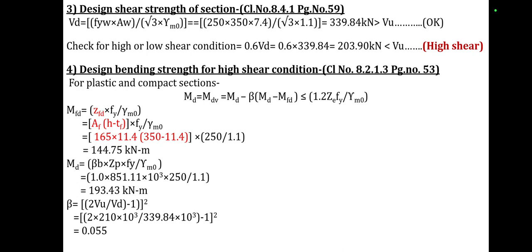Then beta is equal to, there is a difference between beta B and beta. Here beta is equal to 2 into Vu divided by Vd minus 1 bracket square, and hence substituting the relevant values into the formula, we get beta is equal to 0.055.